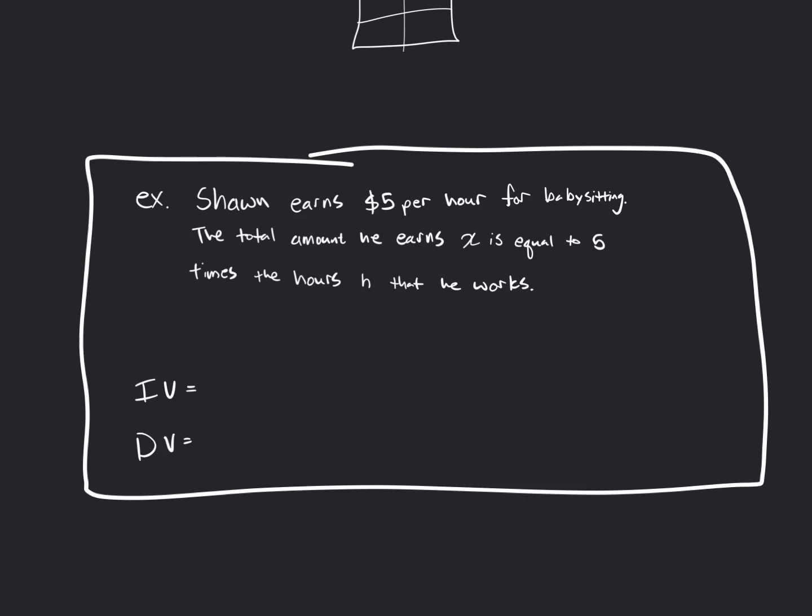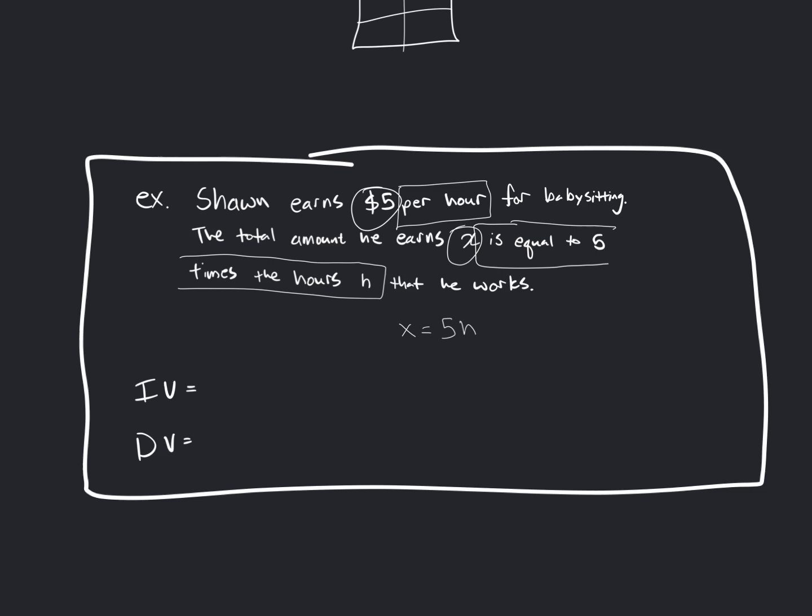So with these, we have a couple things that we need to remind. We've got $5, and then we can circle $5 and then per hour for babysitting. And then the total amount he earns is X. We don't know. X is equal to 5 times the hours, right? It's a long equation, but what we want to do, X is equal to 5 hours times H.